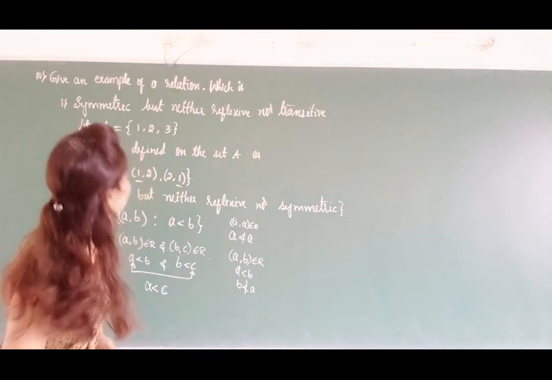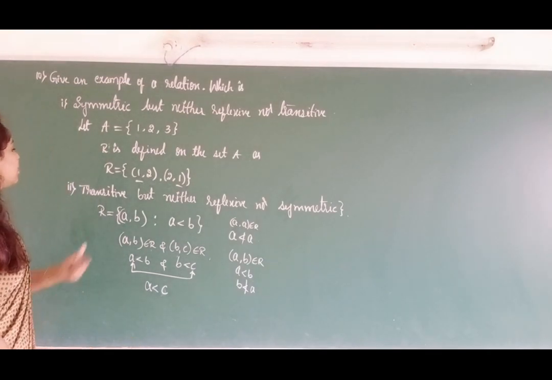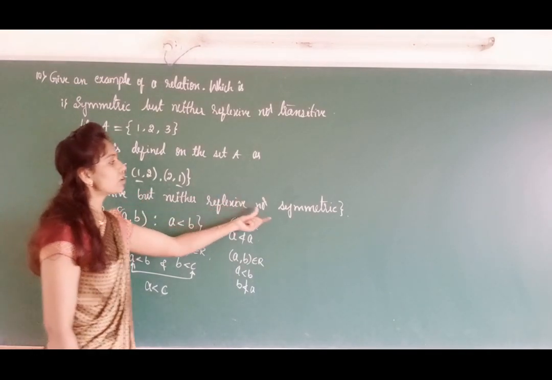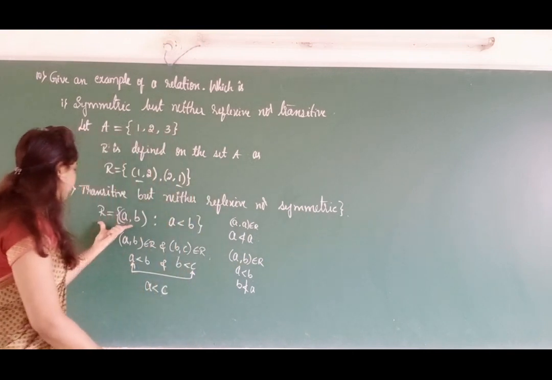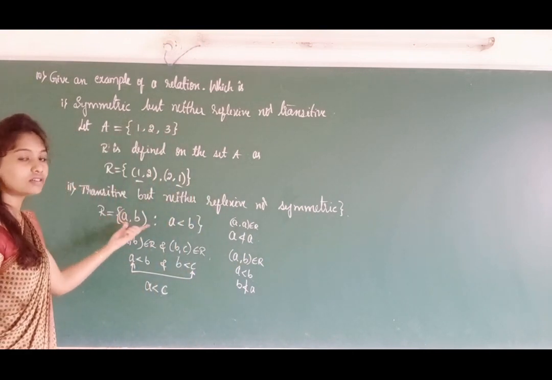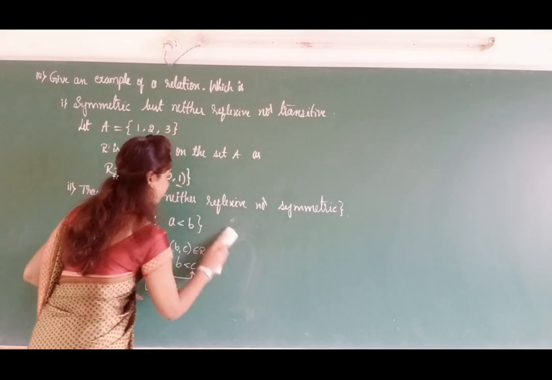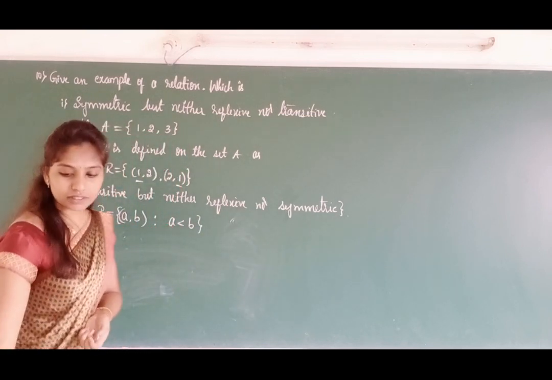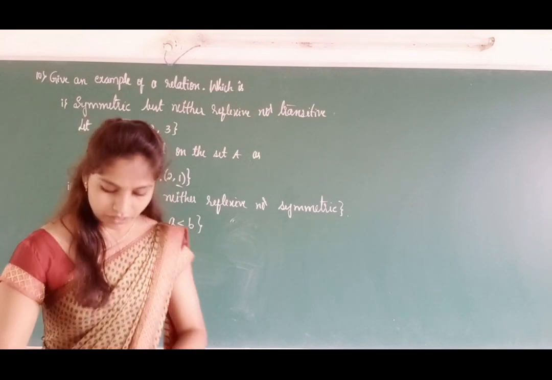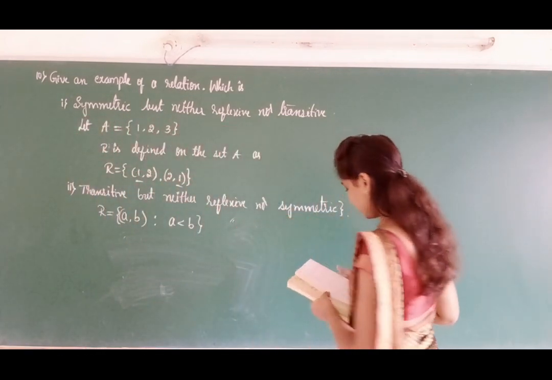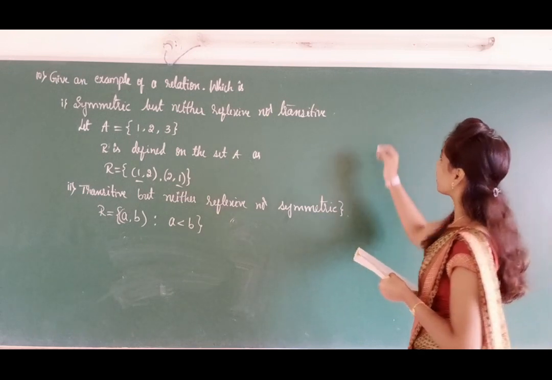If they ask to give an example for transitive but neither reflexive nor symmetric, you have to write this relation: R is equal to the set of ordered pairs (a, b) such that a is less than b. This is enough for this. Okay? And the third question is, give an example for reflexive and symmetric but not transitive.